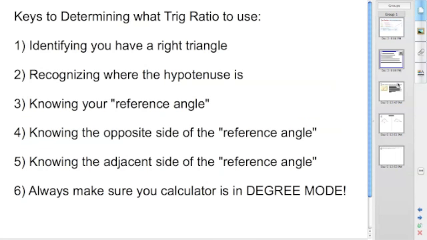So from the previous video, I summarized keys to determine what trig ratios to use. So here are some good steps. Identify you have a right triangle. Recognize where the hypotenuse is. Know your reference angle. Know the opposite side to the reference angle. Know the adjacent side to the reference angle. And always make sure your calculator is in degree mode.